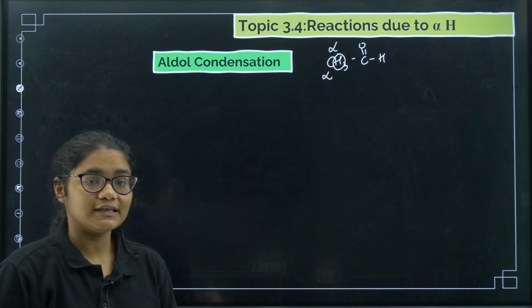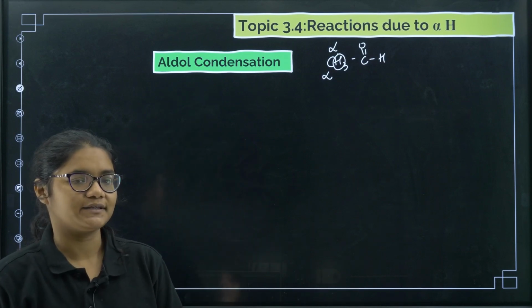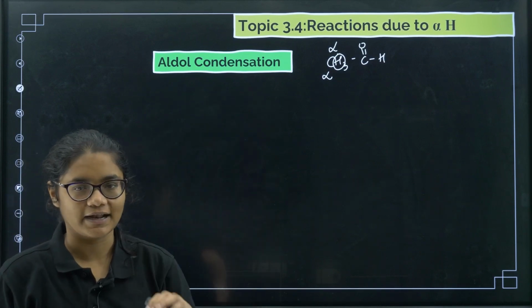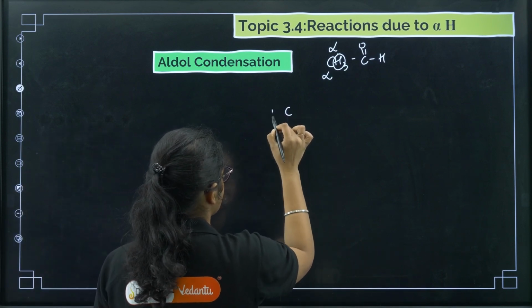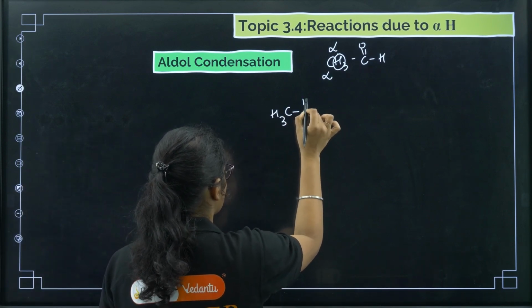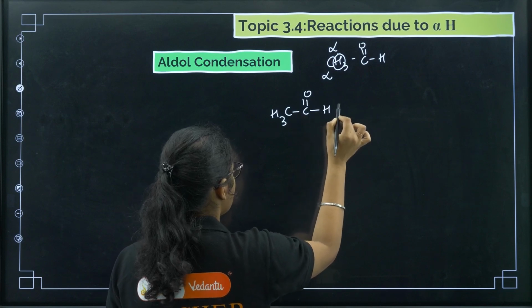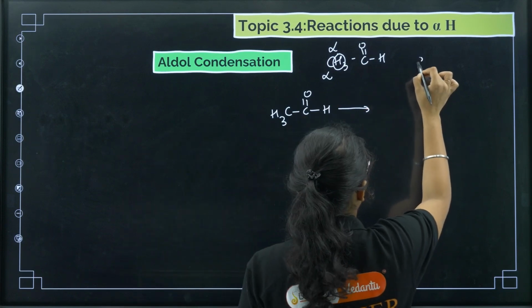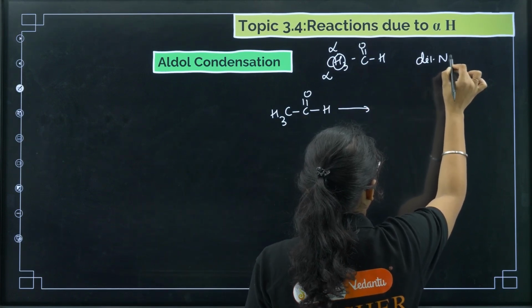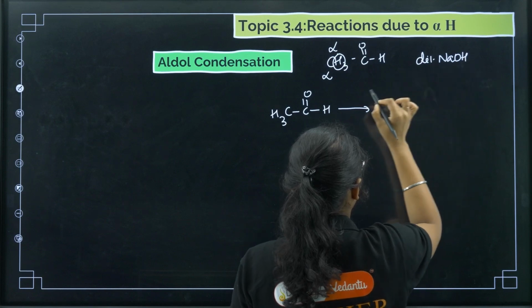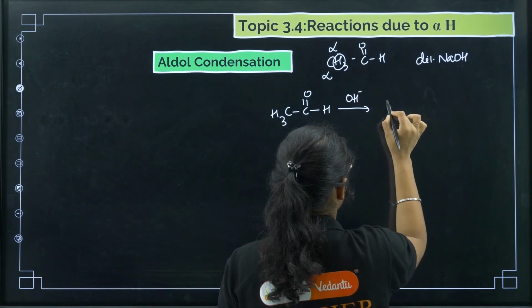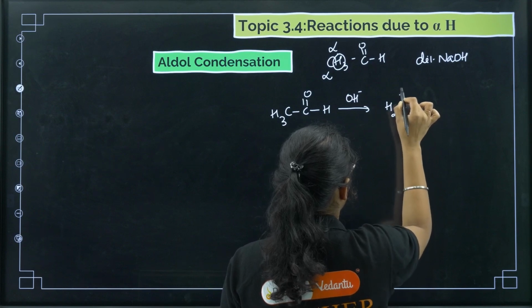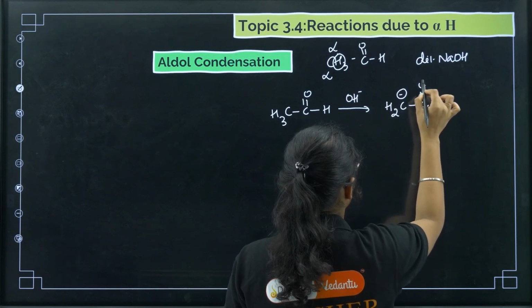Now what happens with this alpha hydrogen, if it is present, then the aldol condensation reaction can take place. Now let us understand the mechanism of aldol condensation. So now you see, this is CH3COH. This reaction takes place in the presence of dilute NaOH. So what will this OH minus do? It abstracts one hydrogen from here, so we will get CH2 minus COH.